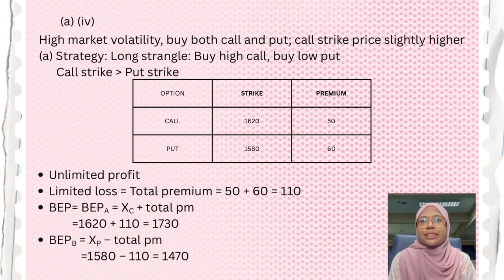The fourth question, the answer is the high market volatility by both call and put, which is call strike price slightly higher. So the strategy that we choose is long strangle, which is buy high call and buy low put, which is call strike is greater than put strike. So we get the unlimited profit, limited loss is 110, and the break even price there's two. And the first one is 1730, and the second one is 1470.